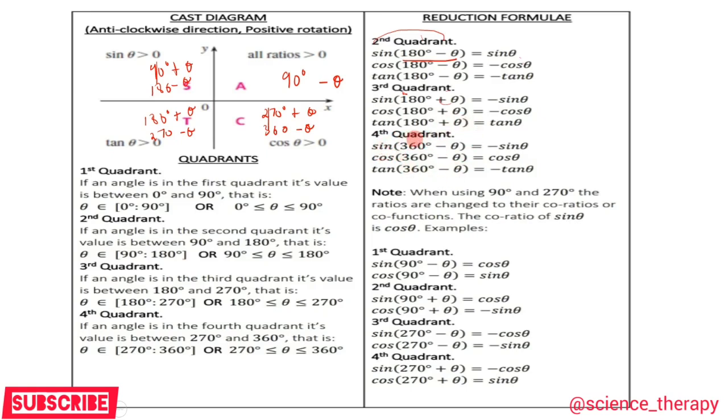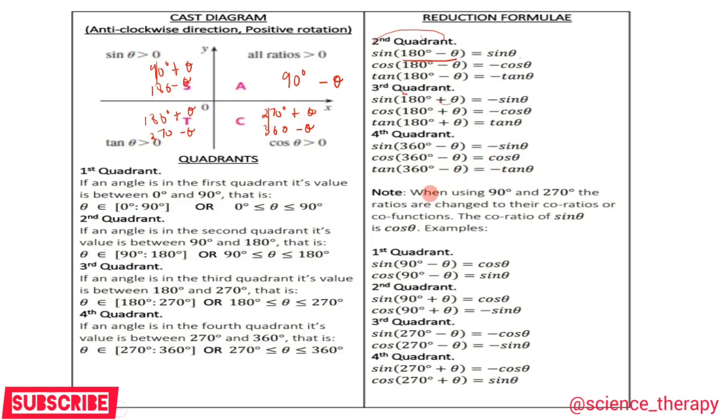So how is sine in the fourth quadrant? We know that it is negative, so it reduces to negative sine theta. And then cos is the one that is positive in the fourth quadrant, so it reduces to positive cos theta. And our tan once again reduces to negative tan theta in the fourth quadrant, right?